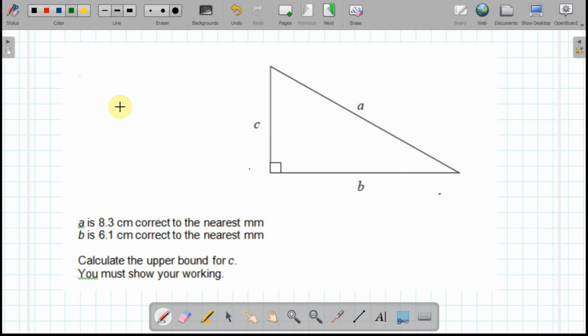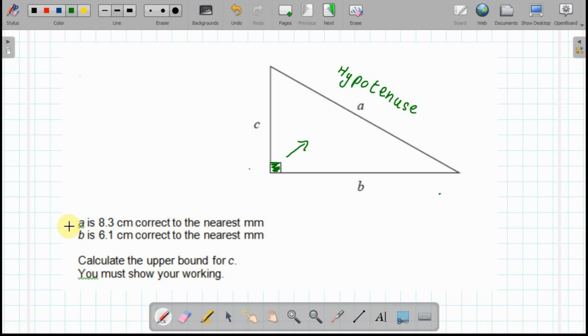Let's get started. So here's the first question. You've got a right angle triangle. That's your right angle, 90-degree angle, and the side opposite is your hypotenuse. Looks like it's got something to do with Pythagoras theorem, but let's just quickly read the question.